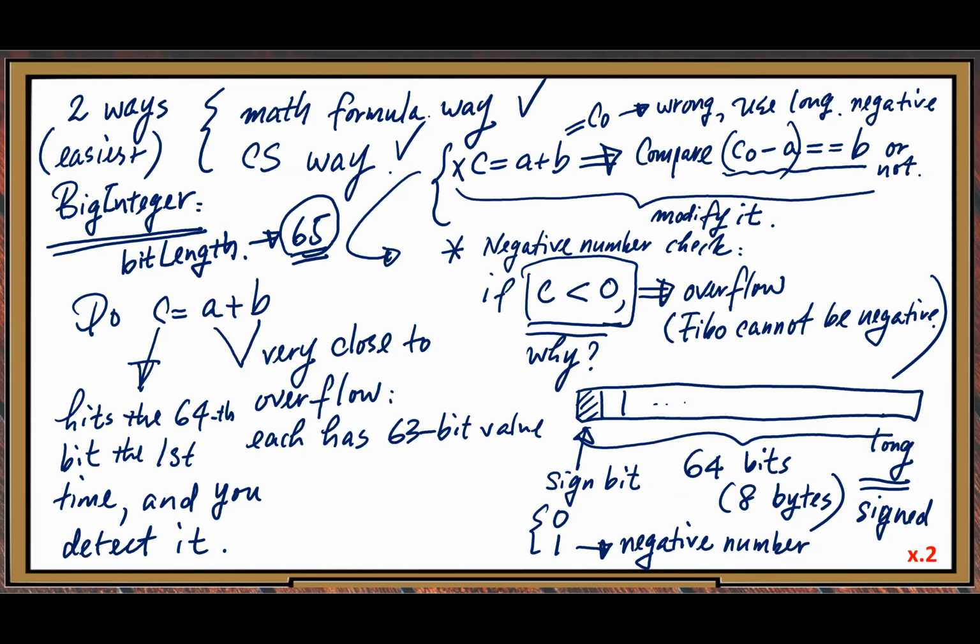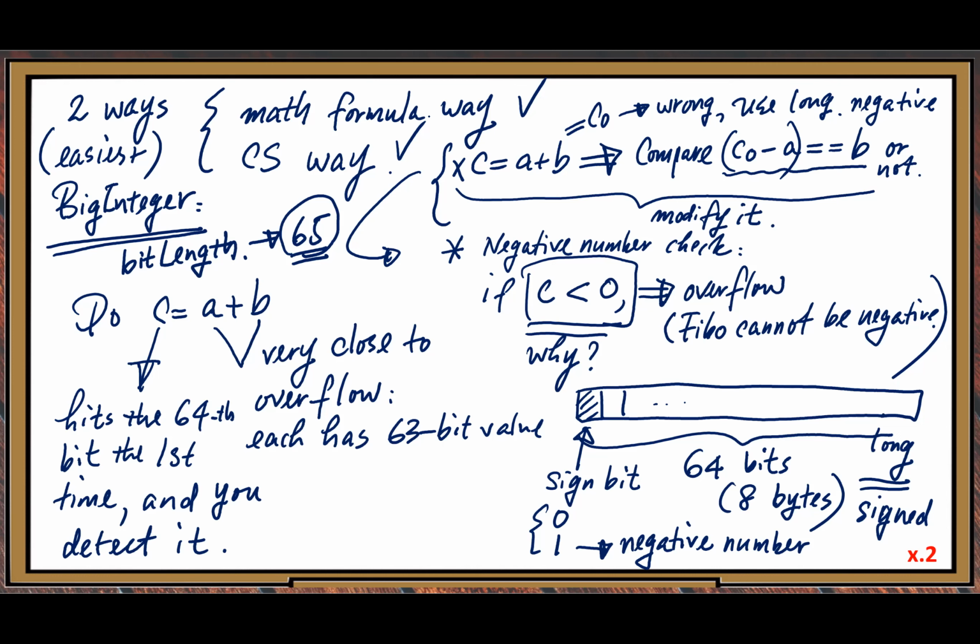Basically, two functions we need to use: the power function and the logarithm function. Then we plug into the formulas and take the floor function or ceiling function. I'm not sure, I need to check the original formula, floor or ceiling. We get an integer and see if it is the same as our CS way.